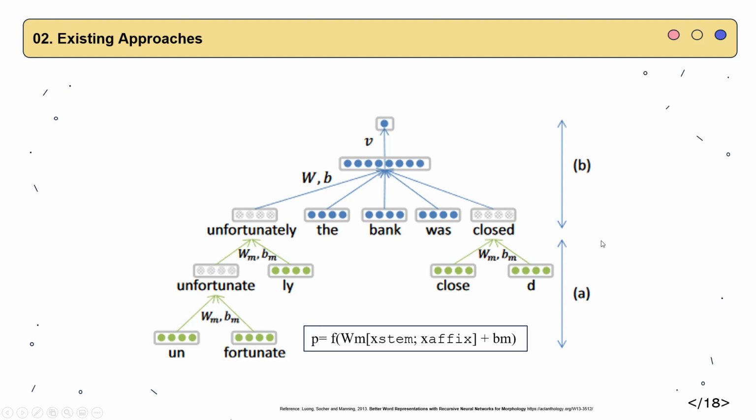Let's pay closer attention to part A, where given an unknown word such as unfortunately, we'll recursively construct the word embedding for this word by first breaking it down into its components and then recursively forming the embedding of, let's just say, unfortunate using un and fortunate, and then unfortunately from unfortunate and ly. The equation is shown in the box on the slide. It is basically using the concatenation of two embeddings multiplied by a weight matrix plus the bias vector, which will then be fed through an activation layer.